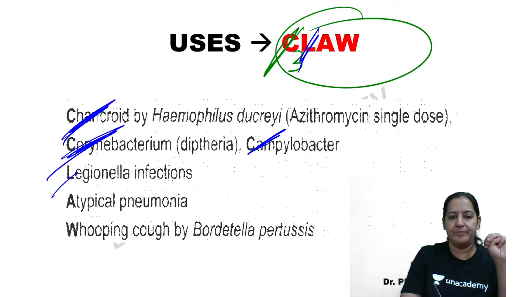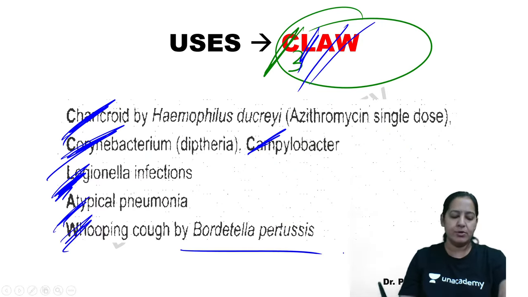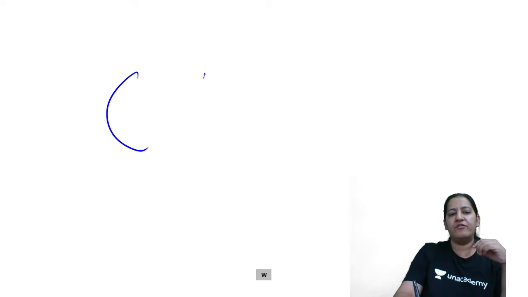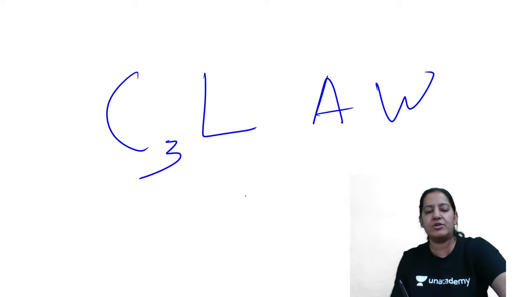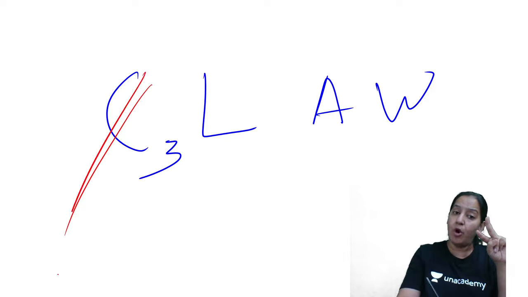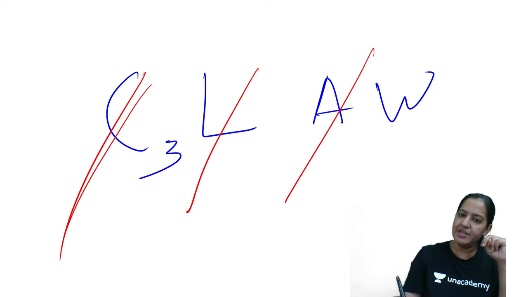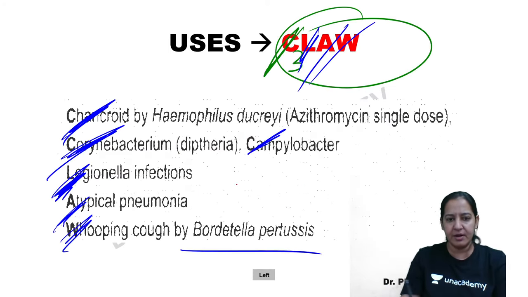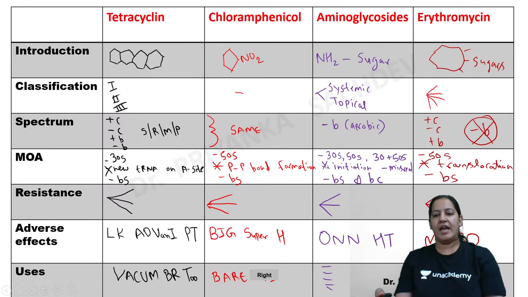L is Legionella. A is atypical pneumonia. And W is whooping cough by Bordetella. So CLAW, what is CLAW? Who will tell me the full form of CLAW? C is C3. What are the C3? One C is chancroid, caused by Haemophilus ducreyi. One is Corynebacterium diphtheriae. The third one, I forgot, I will check. What was the third one? L is Legionella, A is atypical pneumonia, and W is whooping cough. What is the third C? Campylobacter. Yes, Campylobacter.